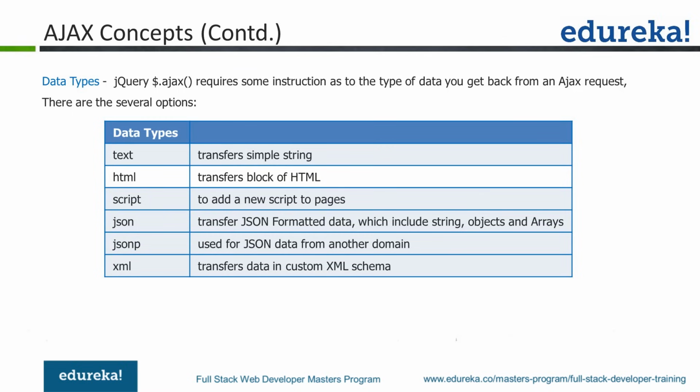You can also pass in script as a data type to add more scripts to a particular web page. Then there is of course JSON, the very popular JSON format, which looks like an object in JavaScript that can be used. Then there is JSONP. JSONP is basically used when you're trying to load data from another domain. So we'll come to this and then it'll be more clear.